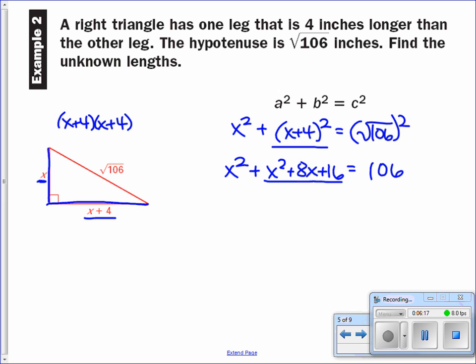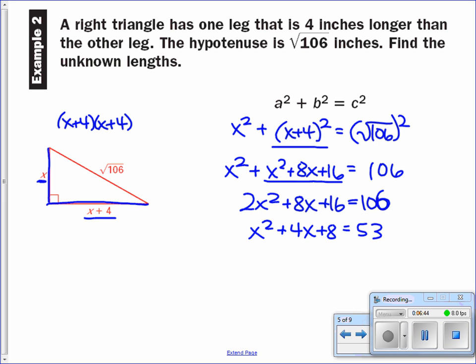This is now turned into a quadratic equation. Let's combine those. I have 2x squared plus 8x plus 16 equals 106. And now we can solve this all sorts of different ways. I can get it in standard form and use the quadratic formula. I notice that my x squared has a 2 in front of it, but all of the numbers are divisible by 2. So I'm going to do that. 53. And now let's subtract 53 to get it in standard form.